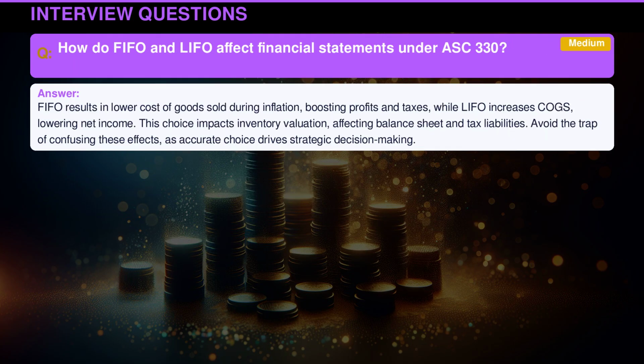FIFO results in lower cost of goods sold during inflation, boosting profits and taxes, while LIFO increases COGS, lowering net income. This choice impacts inventory valuation, affecting balance sheet and tax liabilities. Avoid the trap of confusing these effects, as accurate choice drives strategic decision-making.